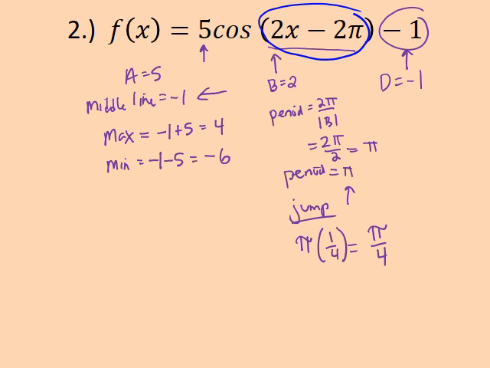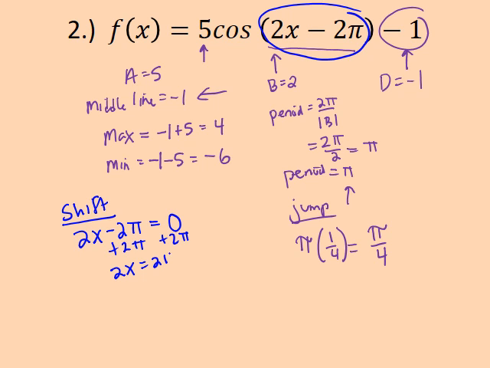To find the shift, you take what's inside the parentheses and set it equal to 0. So my shift is 2x minus 2 pi equals 0. Now I'm going to solve for x. So I add 2 pi, and I have 2x equals 2 pi, and now I'm going to divide by 2. So x equals pi. That means my graph is shifted pi units to the right.